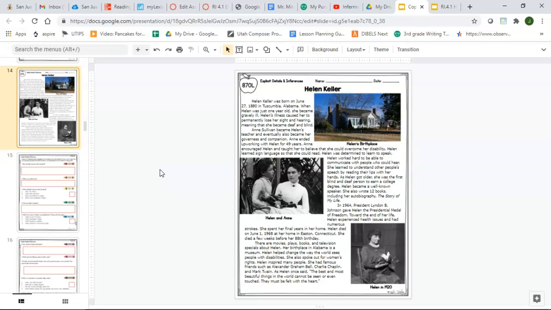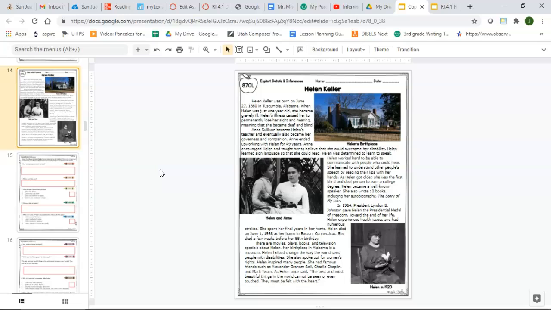Helen learned sign language so that she could read. Helen was determined to learn to speak. Helen worked hard to be able to communicate with people who could hear. She learned to understand other people's speech by reading their lips and with her hands. As Helen got older, she was the first blind and deaf person to earn a college degree. Helen became a well-known speaker. She also wrote 12 books, including her autobiography, The Story of My Life.